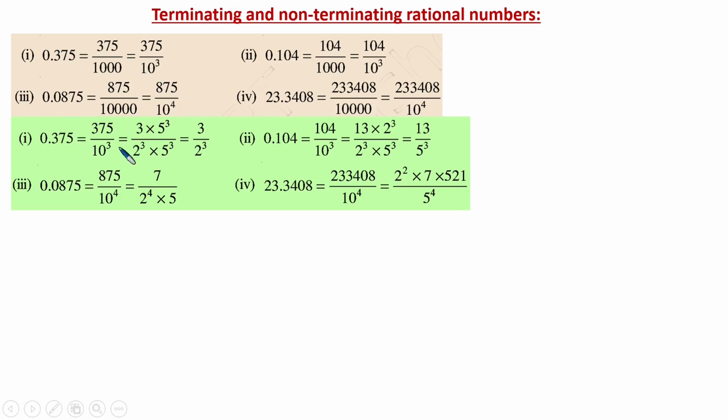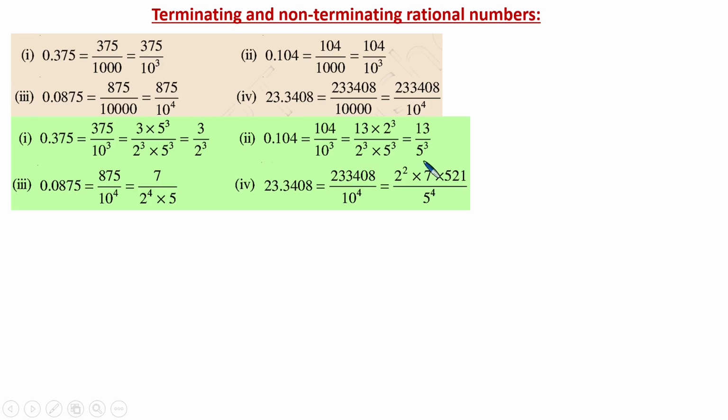So this decimal number I can express here as 375 by 10 to the power 3. I can write 375 as 3 into 5 cubed: 5 fives are 25, into 5 is 125, into 3 is 375. You just go through it. And 10 to the power 3 is 2 to the power 3 times 5 to the power 3. This gets cancelled, and I can write it as 3 by 8.